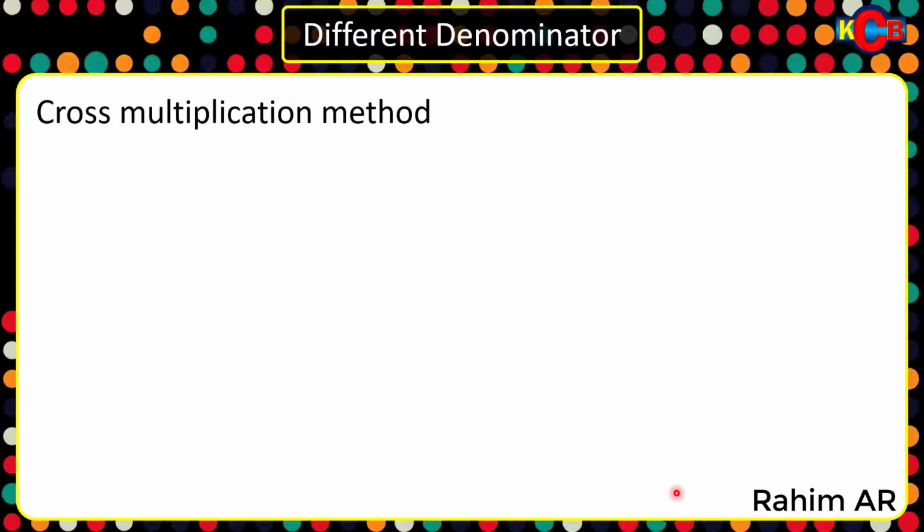Alright. Rather than visualizing the fraction, I will teach you how to compare the value between two fractions with different denominators by using the cross multiplication method. So, this is our example, 1/2 and 1/4. Now, we do the cross multiplication here.